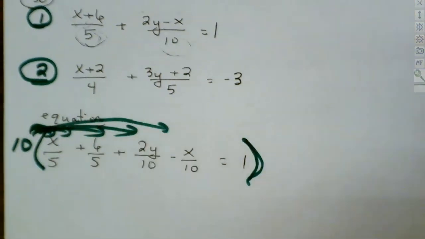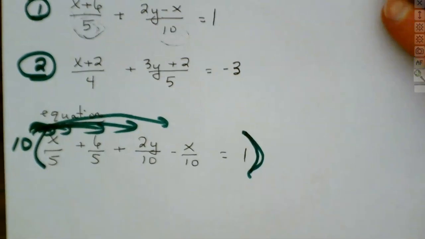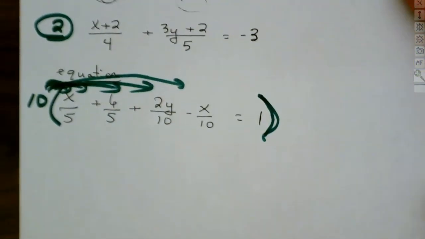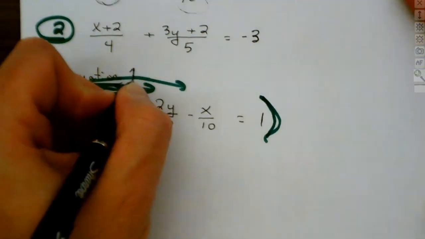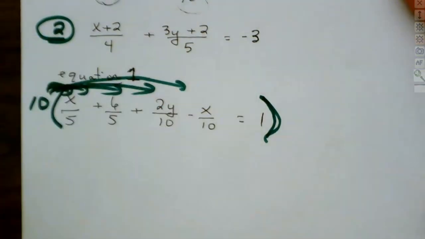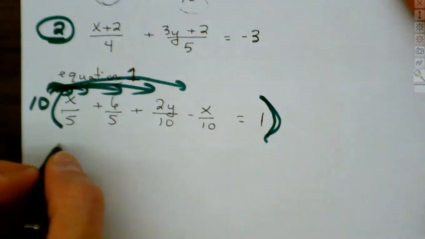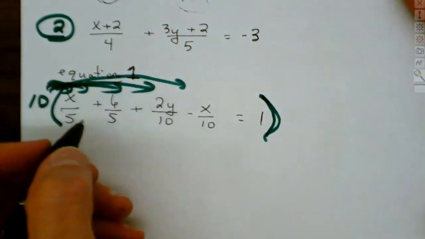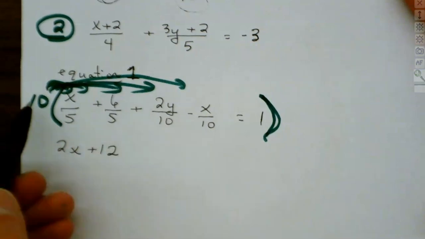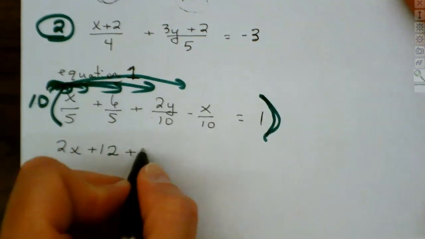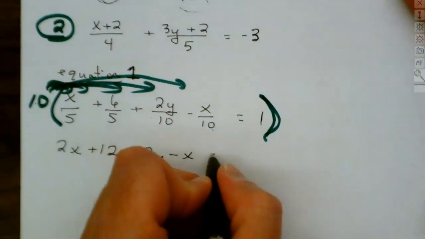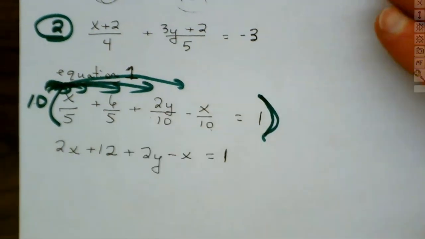Very good exercise in clearing out fractions. And how do we clear our fractions? Divide and multiply. And this is equation number 1 here. 10 divided by 5 is 2, so that makes it 2x. 10 divided by 5 is 2, times 6 makes it 12. 10 divided by 10, that leaves you with a 2y. 10 divided by 10, that leaves you with a minus x, and that equals 1.